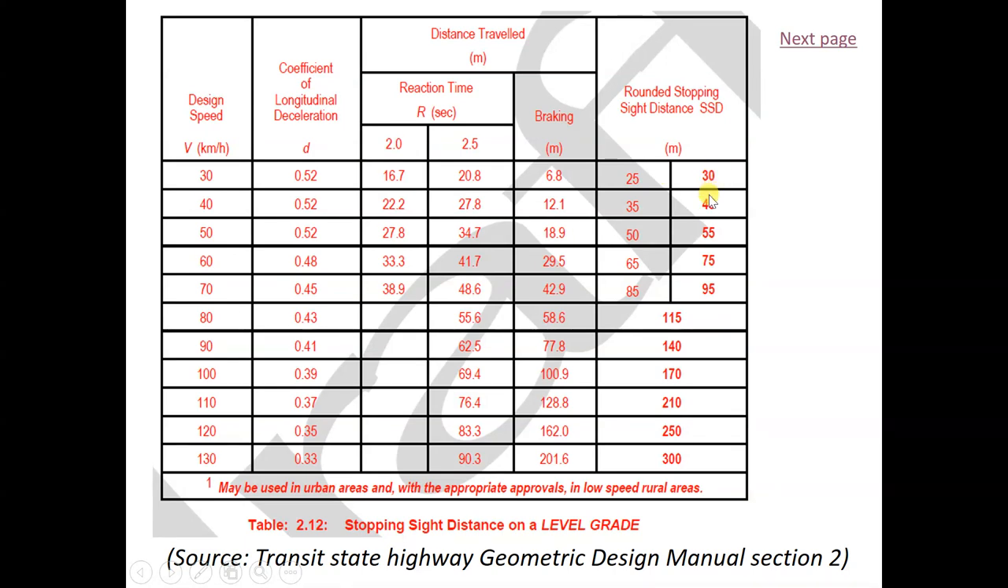So it's safer for pedestrians, going down from 50, 55 to 30. In terms of pedestrian safety, the lower speed limit is safer.